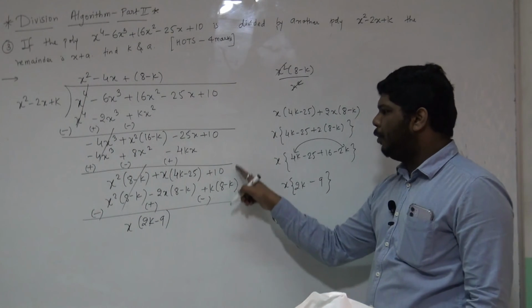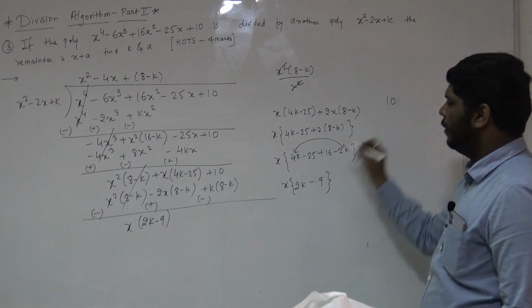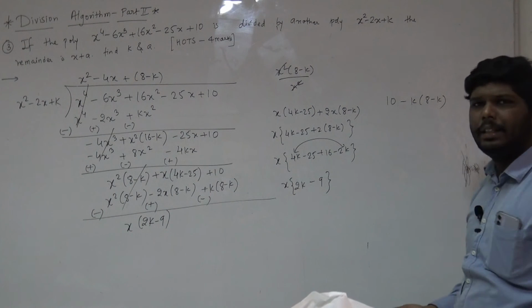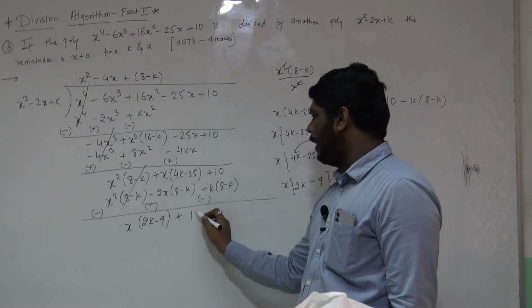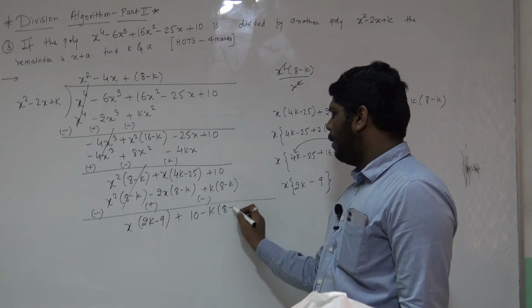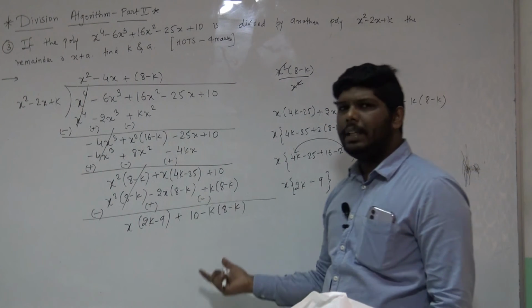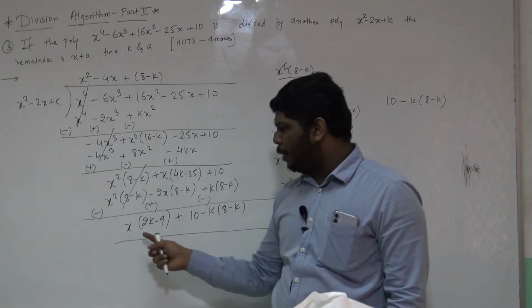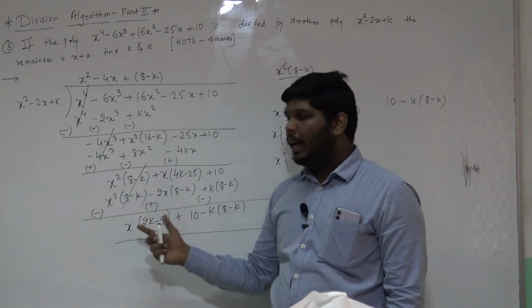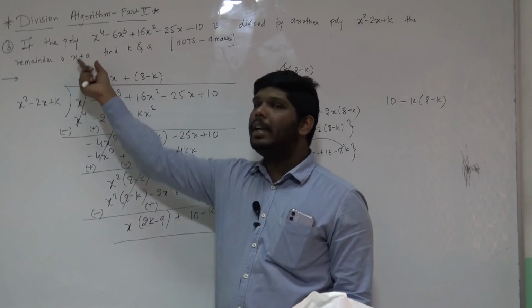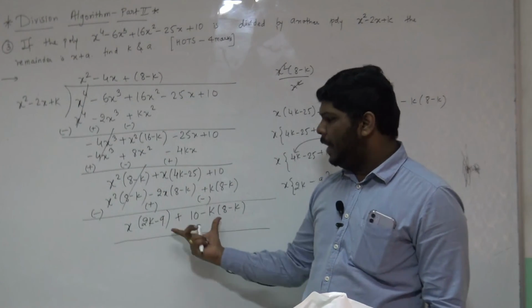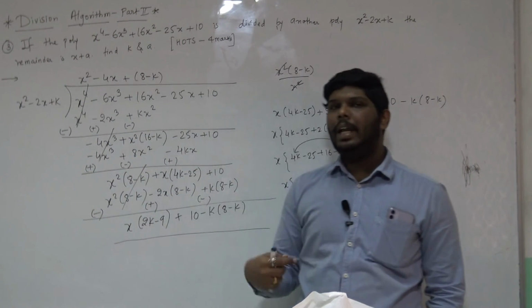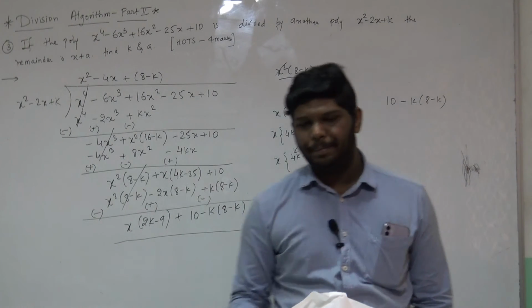Okay, and further if you solve this, this will give you 10, and this is minus k times 8 minus k. Okay, that's it. So we can write here directly 10 minus k times 8 minus k. No need to solve this again separately, because here we are going to stop. Why are we going to stop? Because now you can see the degree of x is 1, and that is what the question is asking, that the remainder is in the form of x plus a. We are getting the remainder in the form of x plus a, but not exactly x plus a. Okay, so the next part will be the comparison of remainder.